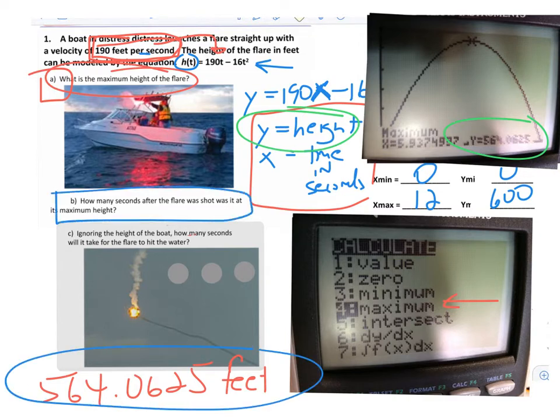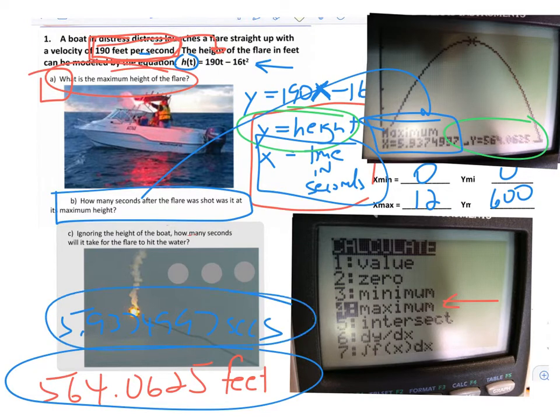B, how many seconds after the flare was shot was it at its maximum height? Well, in this case, that would be the x value, because x is the time in seconds. So it reached its maximum height at 5.9375 seconds. If the directions tell you what to round to, you do that. If not, we just write all of our decimals and move on.